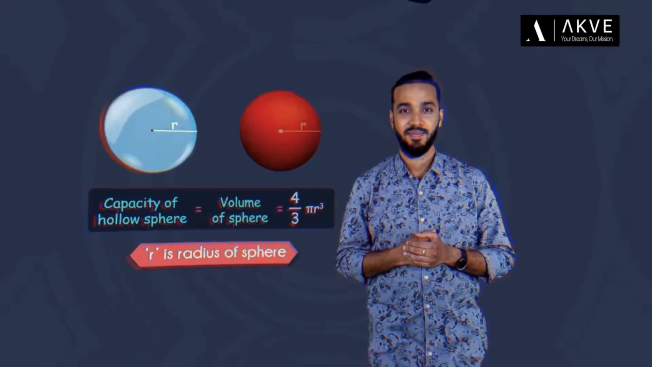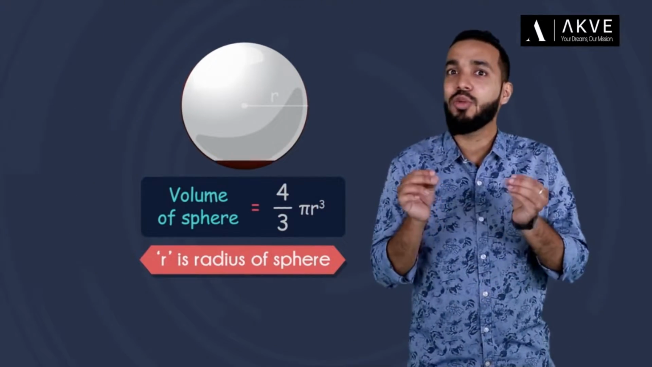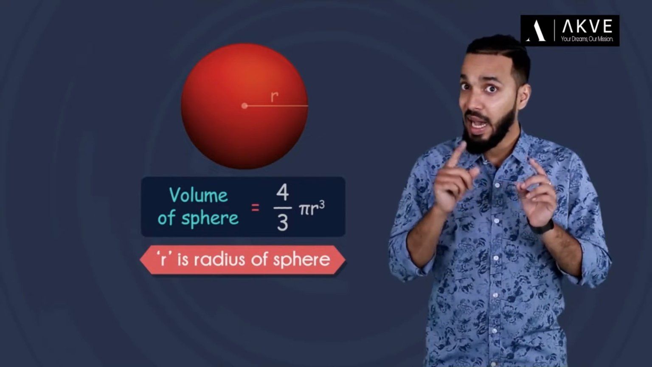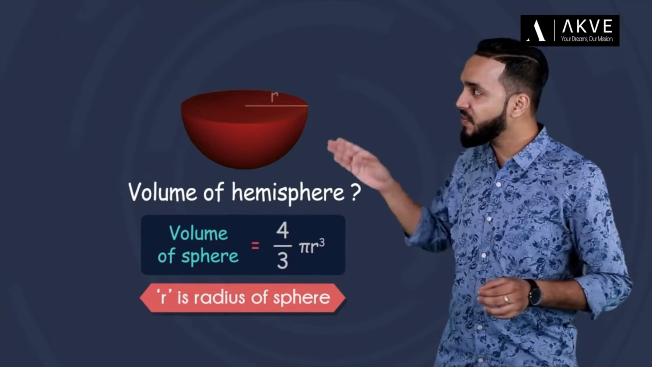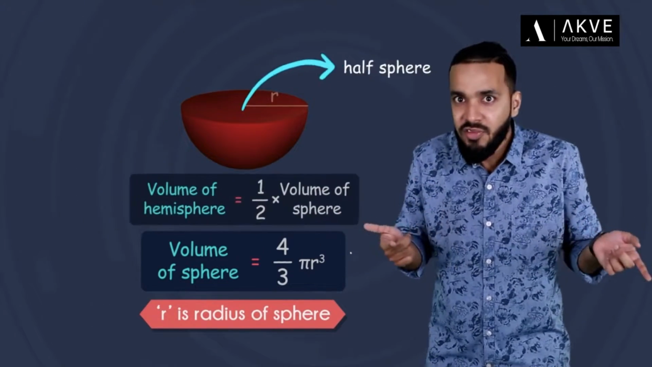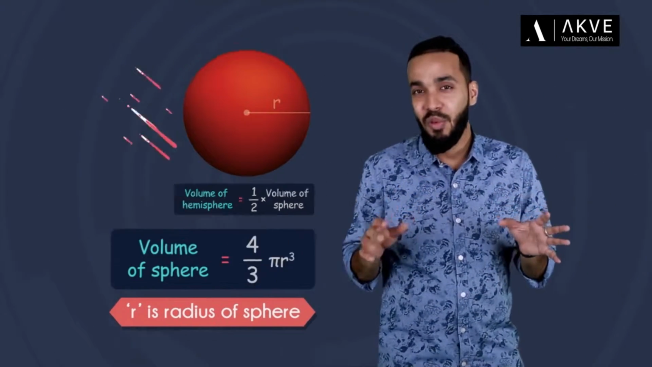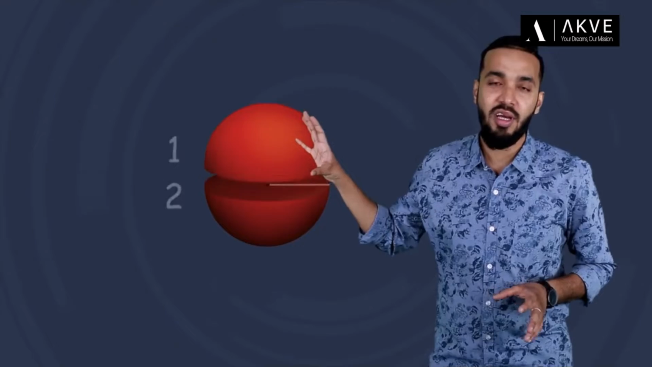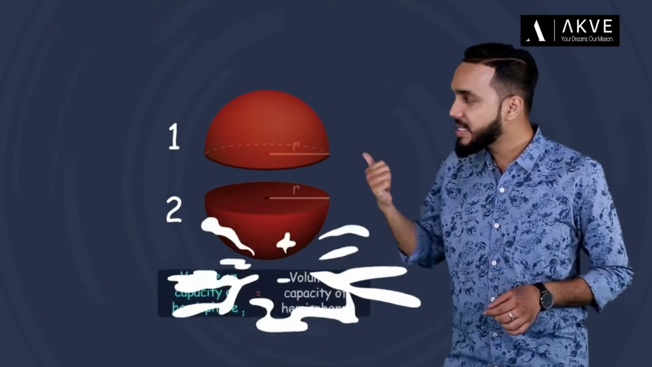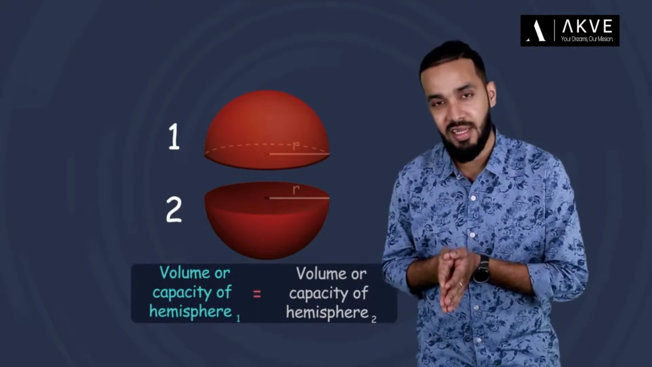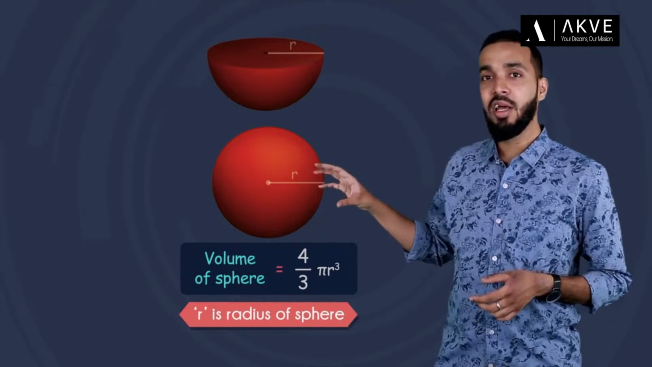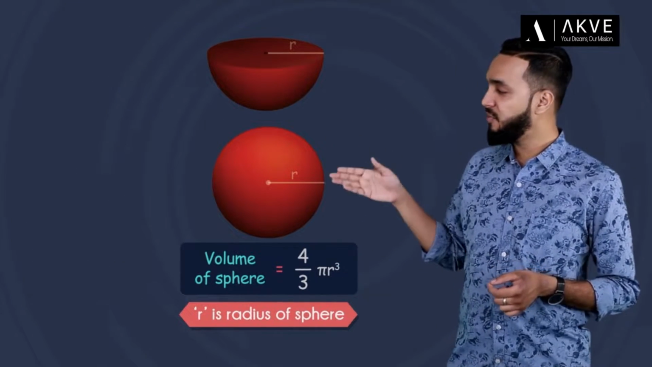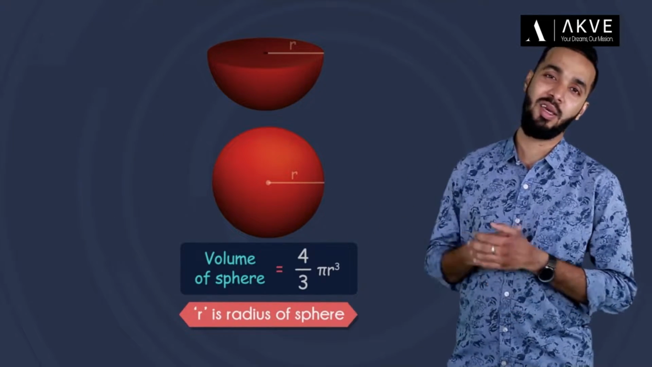So, now that we have learned how to find the volume of a sphere, I have a question for you. What do you think would be the volume of a hemisphere? Half of that of a sphere, right? When we split a sphere into two halves, each half will have the same capacity. Now, we just studied that the volume of a sphere of radius r is 4/3 πr³.